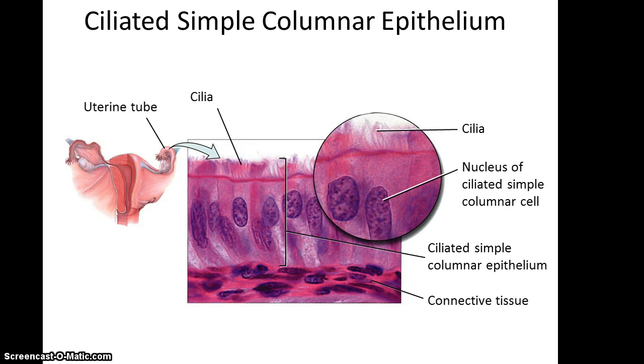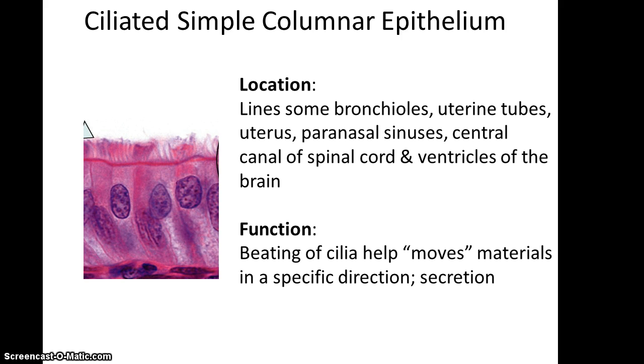Ciliated simple columnar epithelium. In this case, you'll find at the apical surface long structures that we know as cilia, which wave to cause a flow or a current, depending on where it's located. And here, in this case, we're looking at the uterine tube, so it'll cause a current that'll carry the oocyte to the uterus.